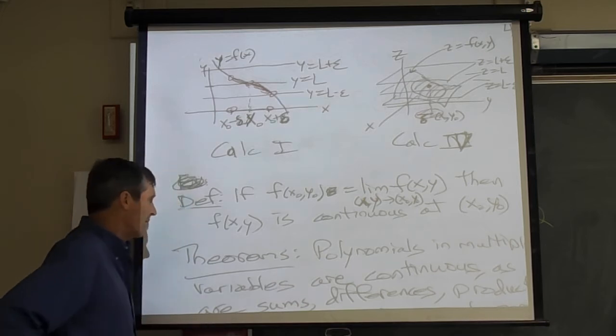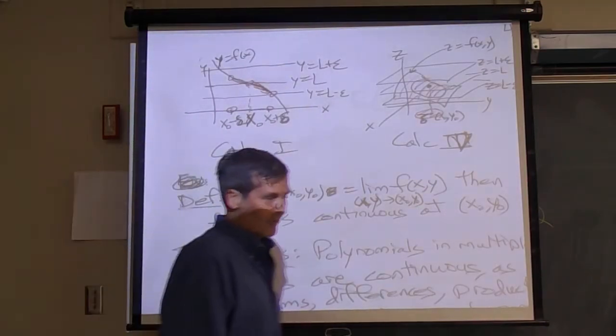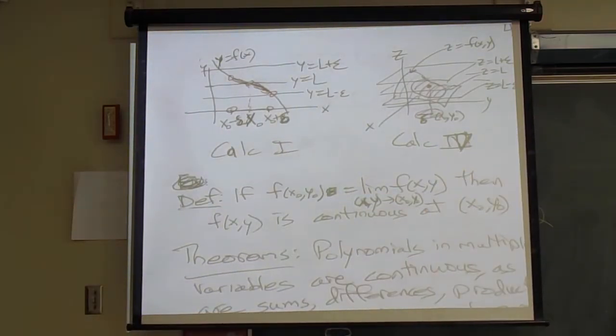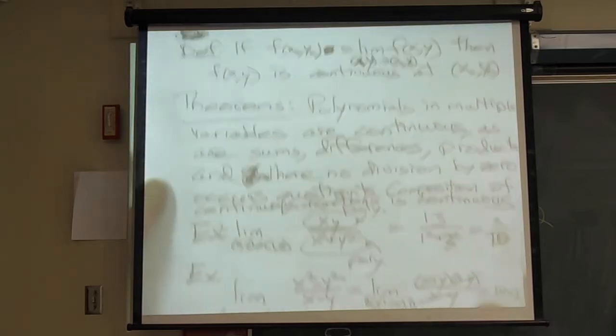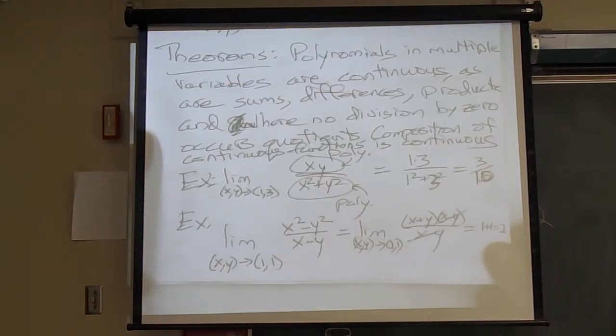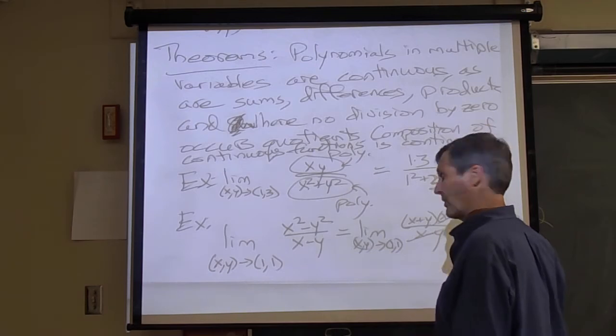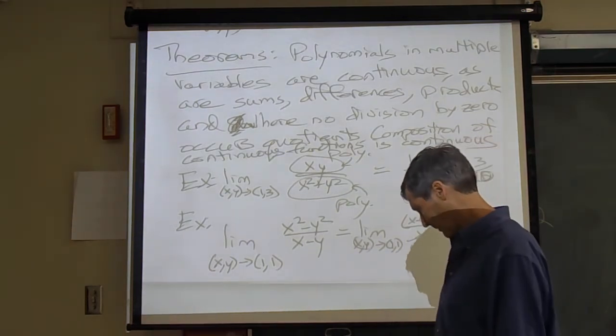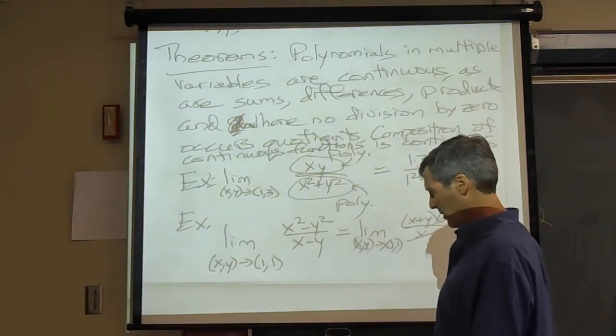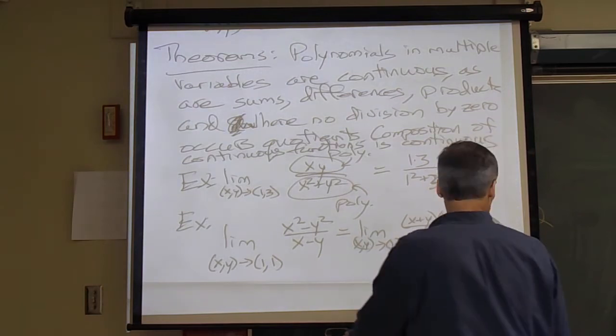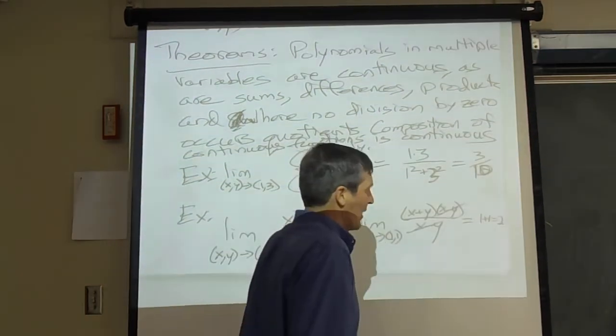So now, what nice theorems did you have? We won't prove these here. They're very tedious and actually very easy, but we don't want to take all that time. We'll just say that polynomials in multiple variables are continuous, just like polynomials in one variable are continuous. What does a polynomial in more than one variable look like? Let's look at that briefly here.